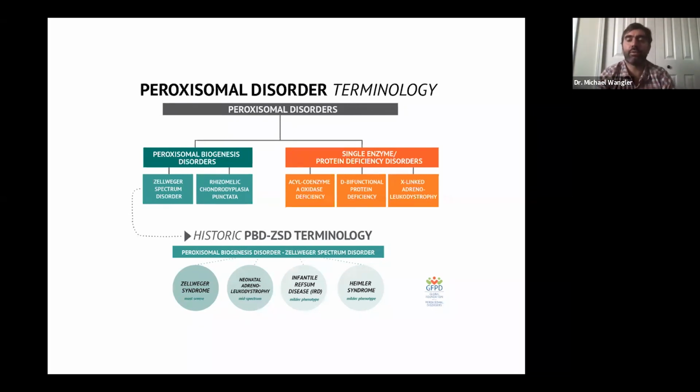The way it comes about is that these were all recognized before we understood the genetics. Now that we understand the genetics, we can see a pattern and a spectrum much more clearly.